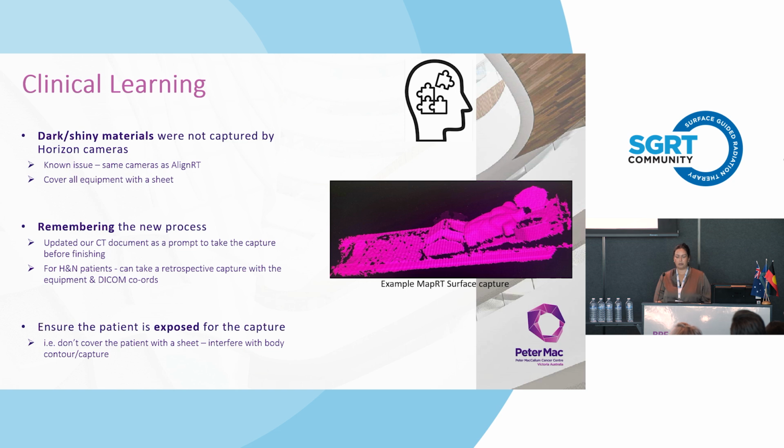And lastly, ensuring the patient is actually exposed for the capture and not covered with a sheet or anything else that might interfere with the MapRT and not give us a true surface capture. So we also ideally need to ensure that any equipment that's not relevant to the patient's position is also out of the way. So things such as bulky blankets or hover mats, which if they are included in the surface capture, might produce a false collision warning down the track.